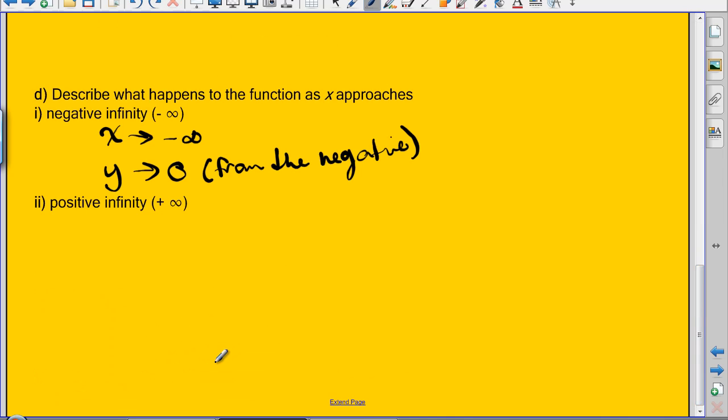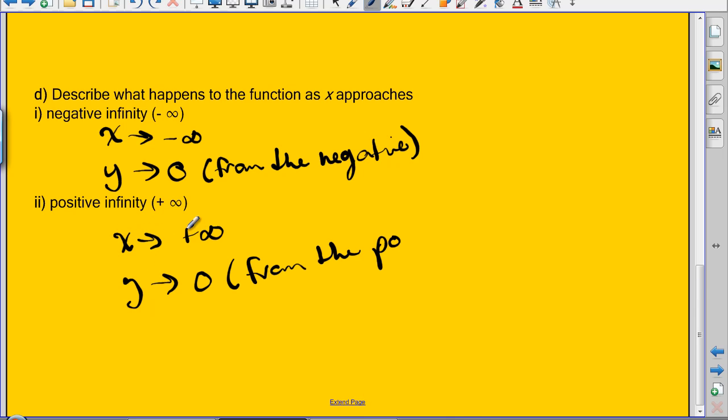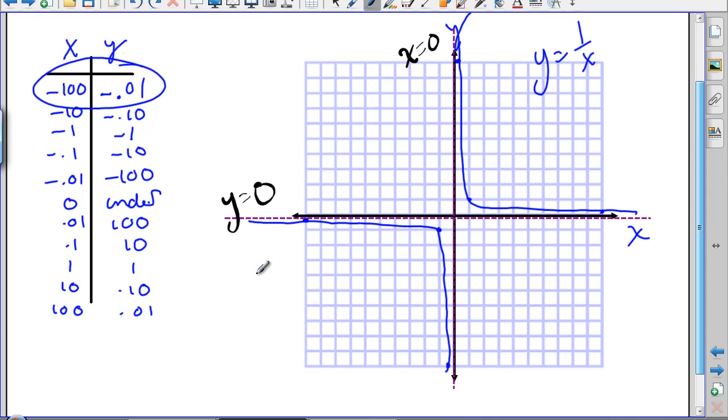And we can also say as x approaches positive infinity, we can see that y approaches 0 once again, but this time from the positive. And let's go back to that graph and take a look. So as x approaches positive infinity, y is approaching 0, but from the positive side. It's important to point out positive or negative.